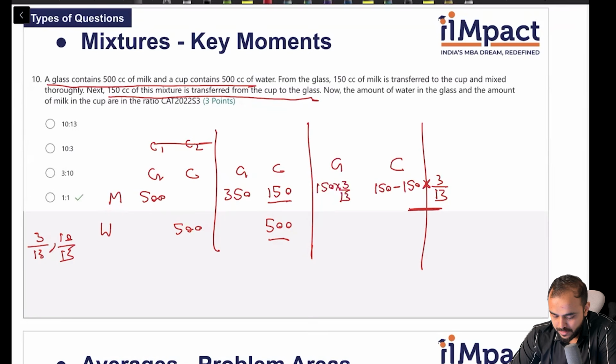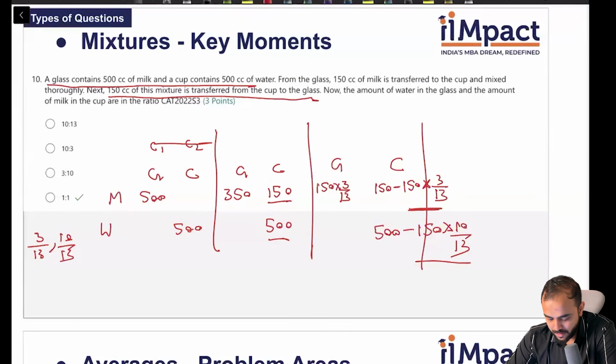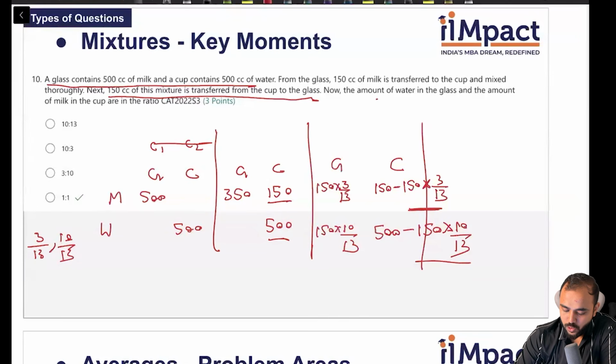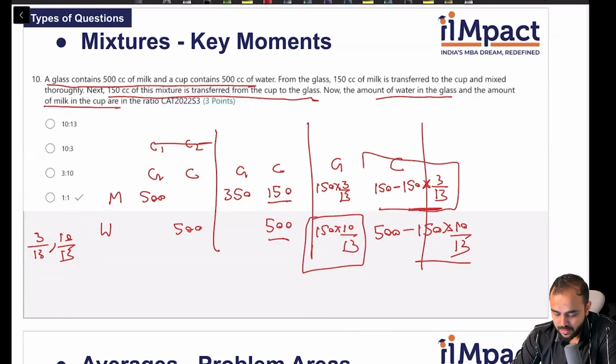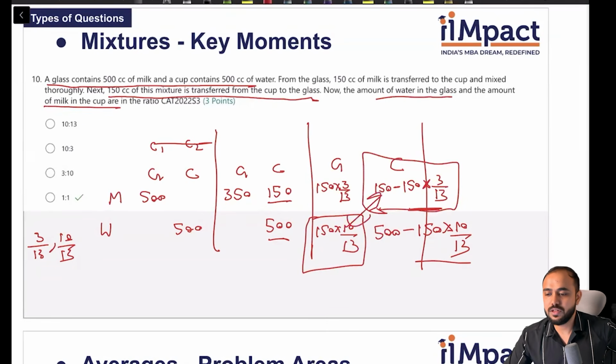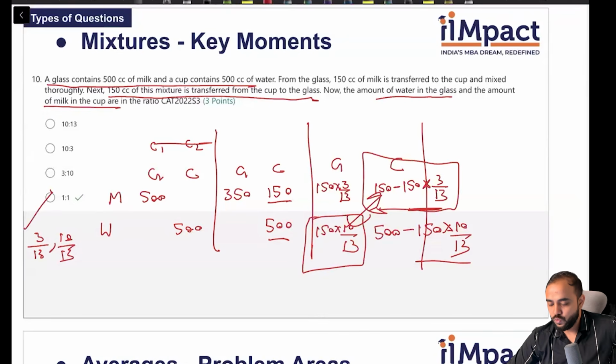All right. You have 500 initial in cup and 150 ml into 10 by 13. This much will be removed from here. This gets added here. What are they asking us for? Amount of water in the glass and the amount of milk in the cup. So both of these quantities are actually the one and the same thing, that is 1 is to 1.